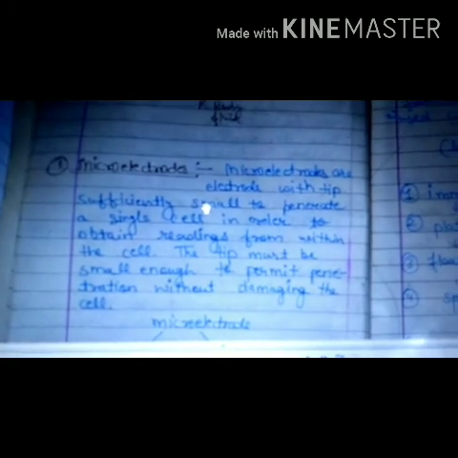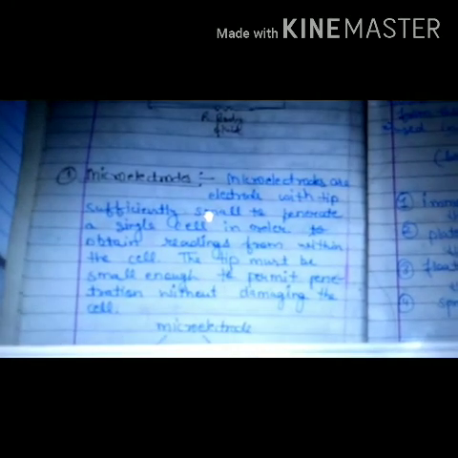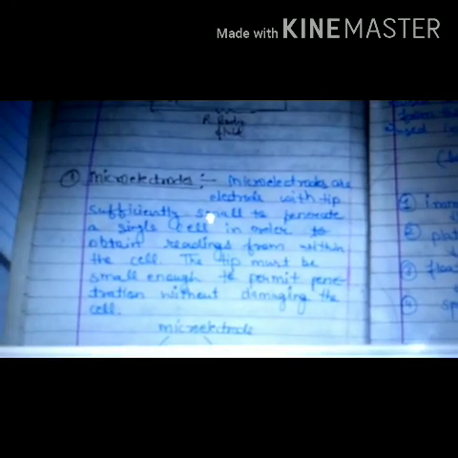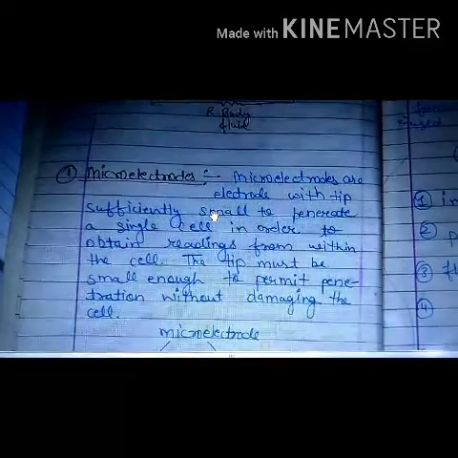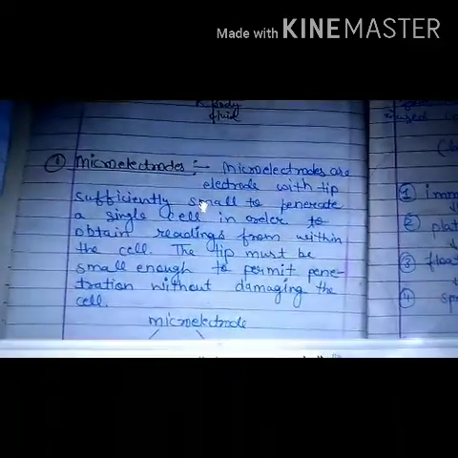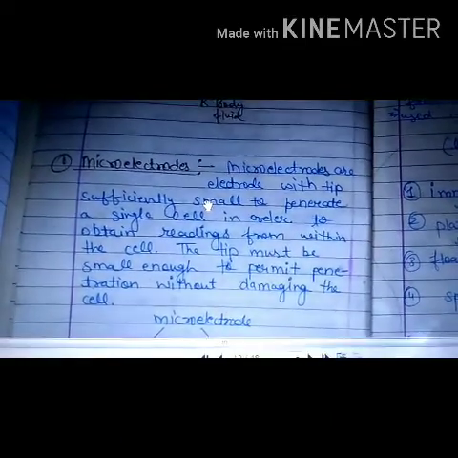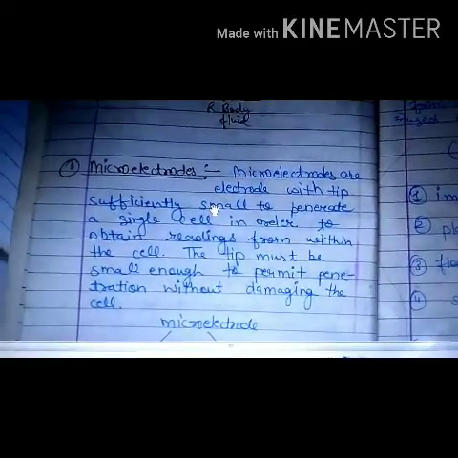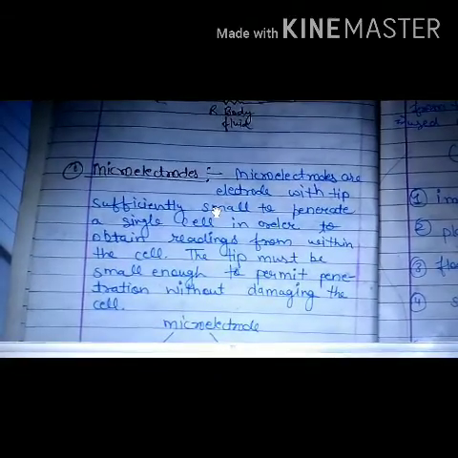Microelectrodes are electrodes with the tip sufficiently small to penetrate a single cell, in order to obtain readings from within the cell. This means the dimensions of the needle head of the microelectrode is very small. It is so small that a microelectrode can penetrate a single cell in a human body. Now the tip must be small enough to permit penetration without damaging the cell. It is very important that the cell should not get damaged during the process.